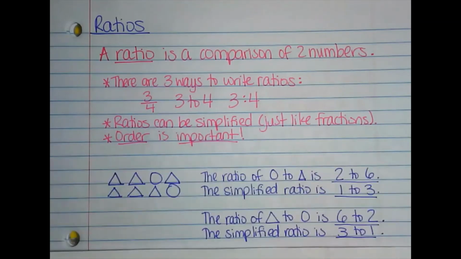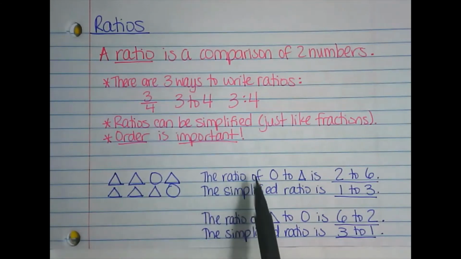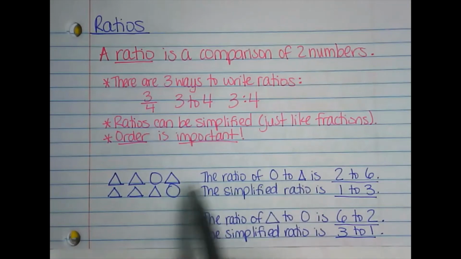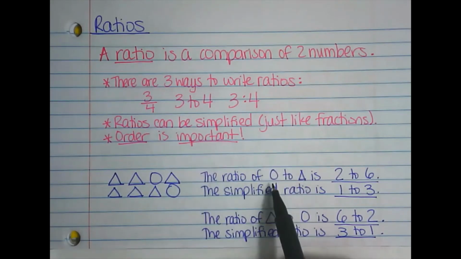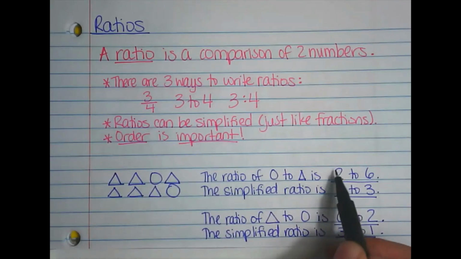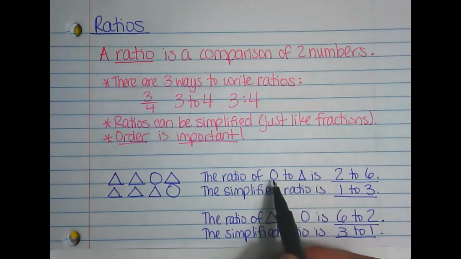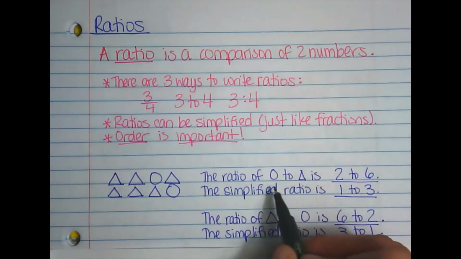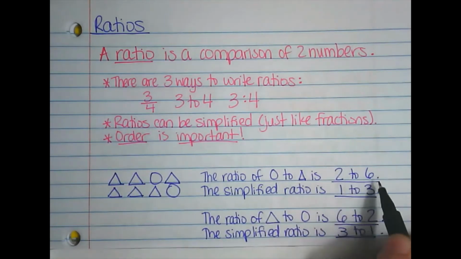Alright, let's look at an example here. So we have this picture of triangles and circles. So the ratio of circles to triangles, okay? Now when I said order is important, since this statement here says circles first and then triangles, the number of circles has to come first. Well, I see 2 circles, so 2. And then triangles have 1, 2, 3, 4, 5, 6. So the ratio of circles to triangles is 2 to 6.